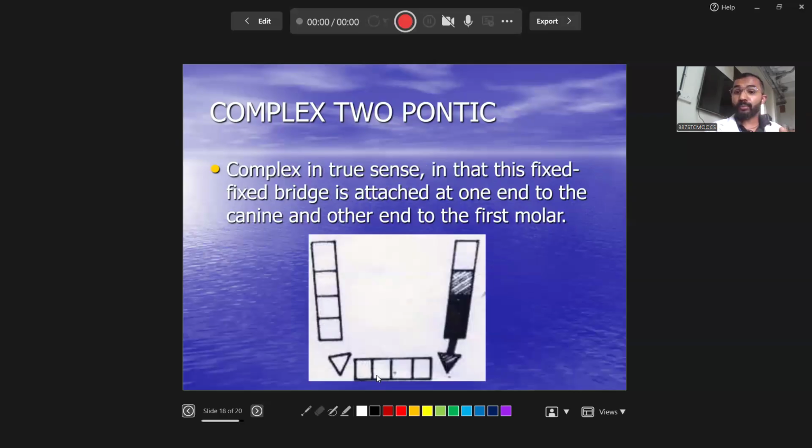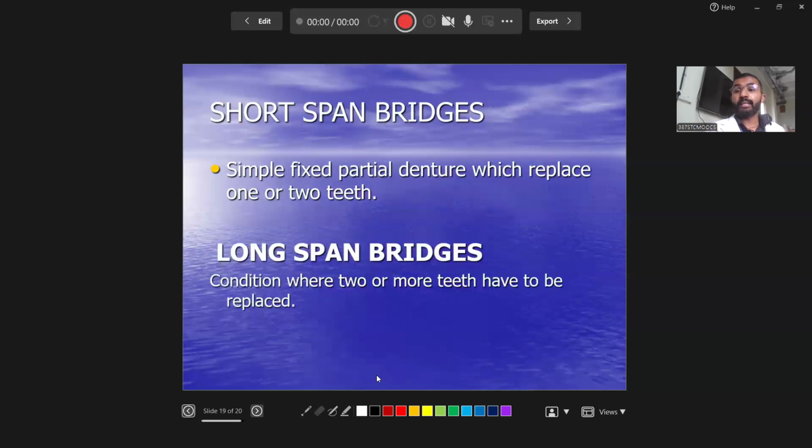Complex two bridging: here we are replacing two posterior teeth or two anterior teeth, then taking the support of the canine, and then it is called complex two bridging. Then coming to the last classification, short span FPDs and long span FPDs. Short span FPDs are where the missing teeth are one or two. Long span bridges are when it is more than two. Occasionally we don't give that. If it is more than two, then it's called a complex bridge.